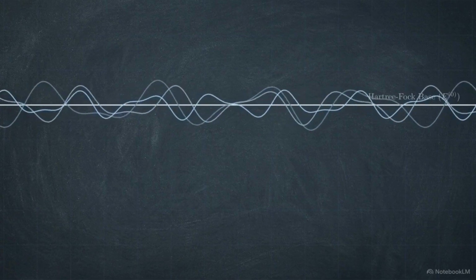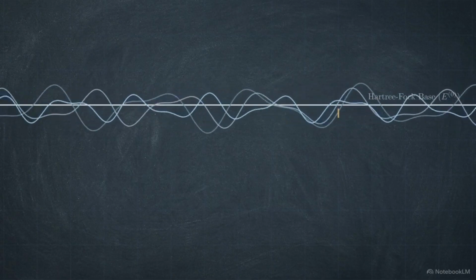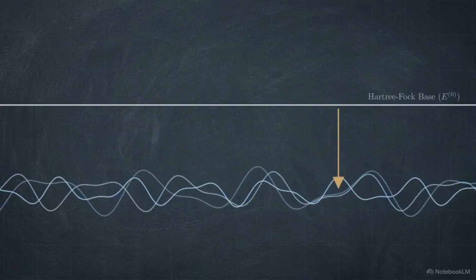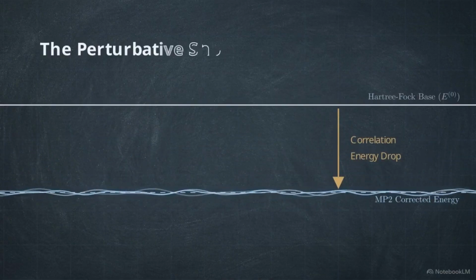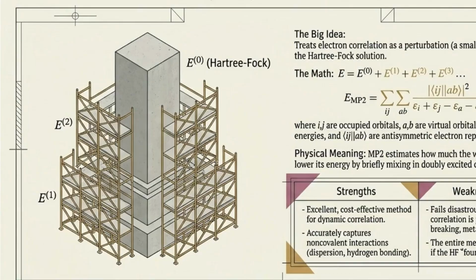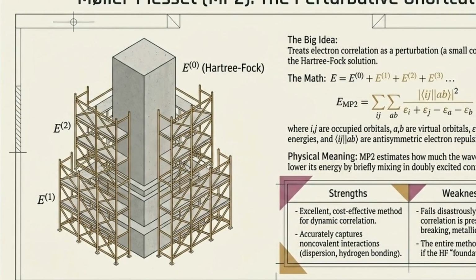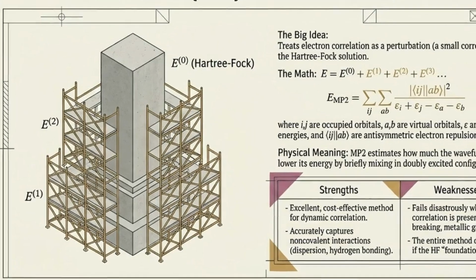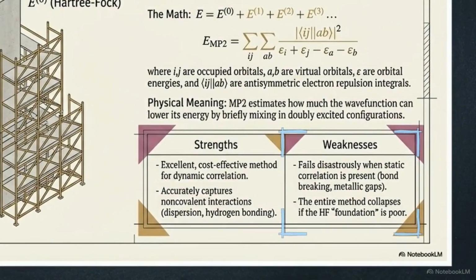For this, chemists rely on a highly efficient computational workhorse, Møller-Plesset perturbation theory, or MP2. This illustration represents MP2 as a wooden scaffold built on a concrete foundation. MP2 treats electron correlation as a small, perturbative correction upon a solid Hartree-Fock base. But if the foundation is compromised by static correlation, the entire MP2 mathematical scaffold collapses.